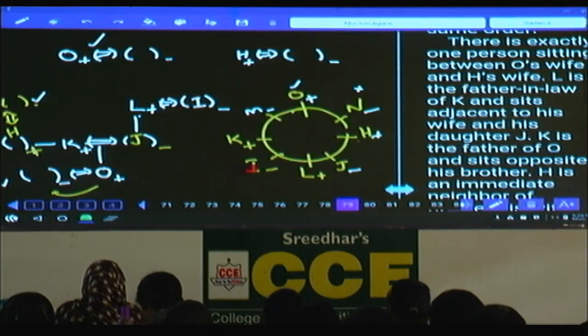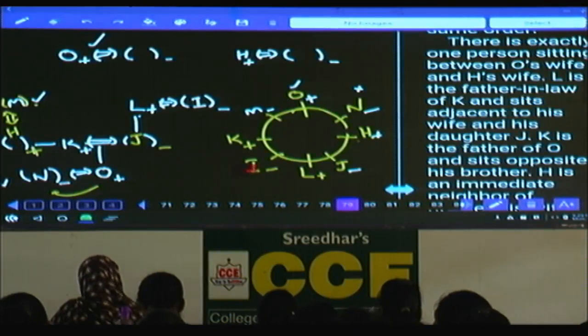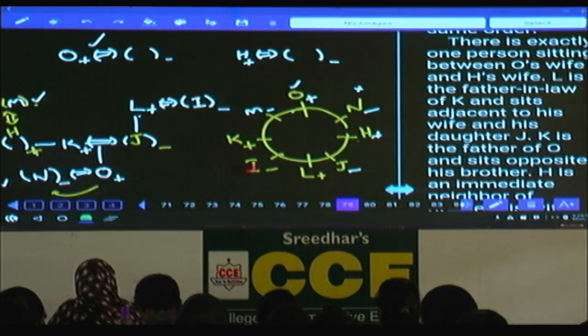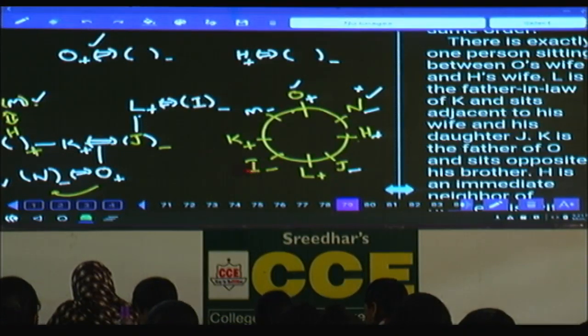N cannot be the wife of H. As N cannot be the wife of H, N is the wife of this one and M is the wife of this one, because H is not adjacent to his wife. H's wife must be either N or M. But as H is adjacent to N, N cannot be H's wife. So M is H's wife, N is O's wife.